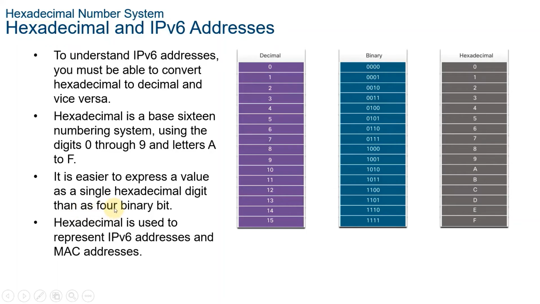Just as decimal is a base 10 number system, hexadecimal is a base 16 system. The base 16 number system uses digits from 0 to 9 and letters A to F. Now the figure here shows the equivalent decimal and hexadecimal values from binary 0000, which is equivalent to 0 in decimal, to 1111, which is equivalent to 15 in decimal, and F in hexadecimal.